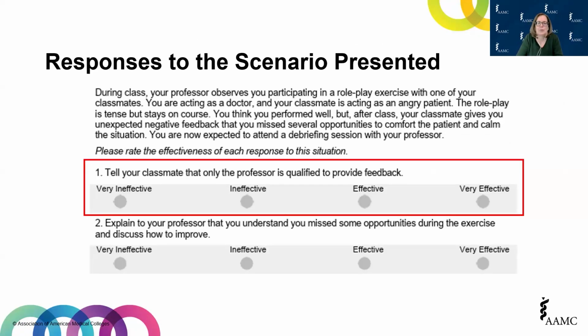Here are a couple of sample responses to the scenario we reviewed. For each response, you need to decide on the effectiveness level of that response. Remember, each response is independent, so the answer you give to one has no impact on the others. You're rating each one on its own. And we've got some tips to help you understand and things to think about as you're going through the responses.